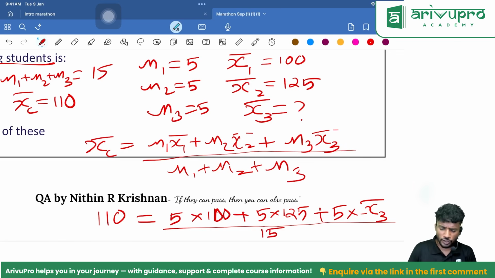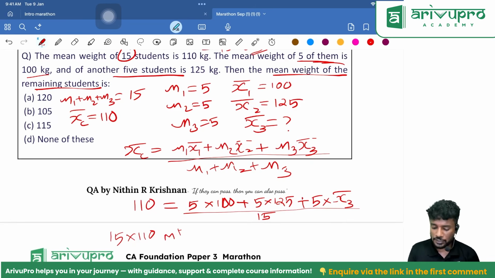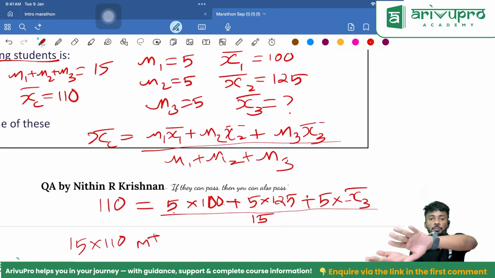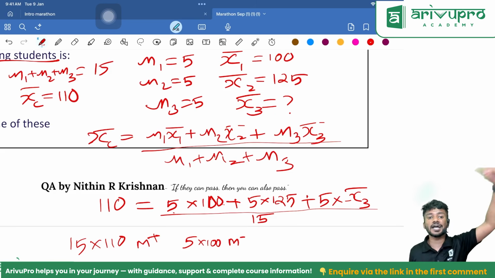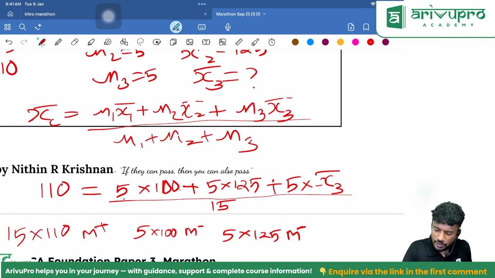Now, how are you going to use the calculator? Cross multiply 15 to the other side. That will become 15 into 110. M plus or M minus? M plus. Then we are taking the product of 5 and 100 and bringing it to the other side. It will become negative. So you write 5 into 100 M minus. Why M minus? It is coming to the other side. Then 5 into 125 M minus. Then what is remaining? Nothing is remaining.